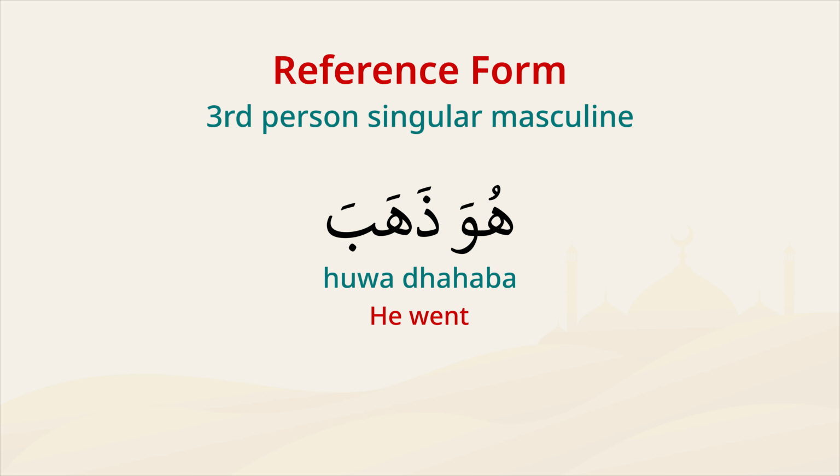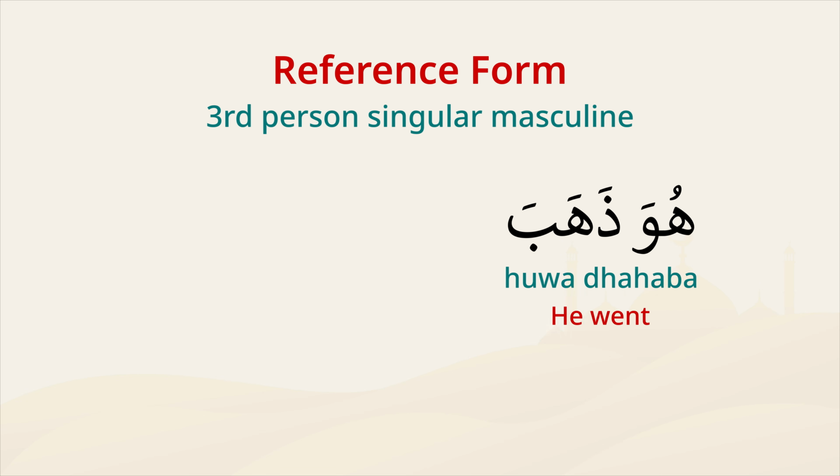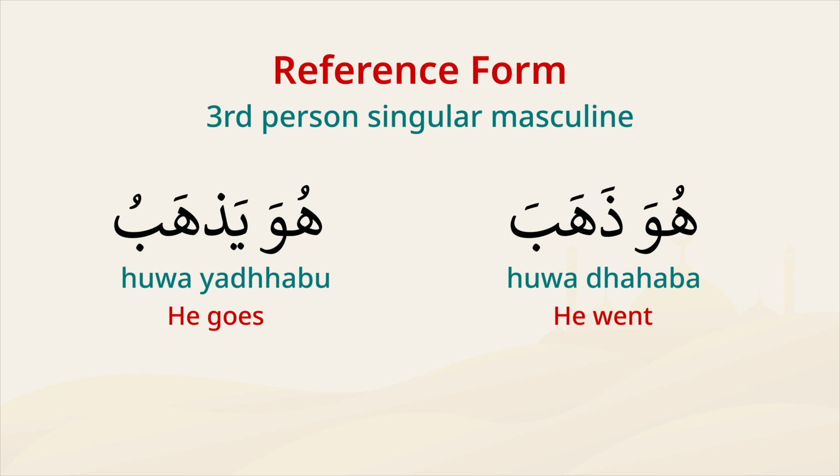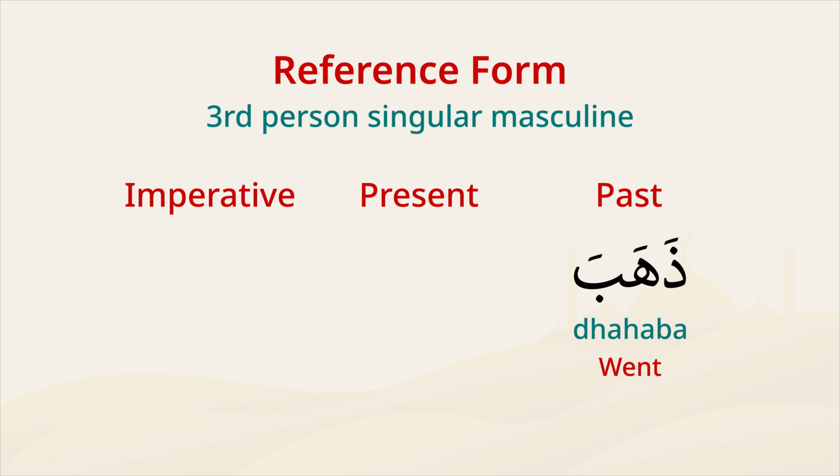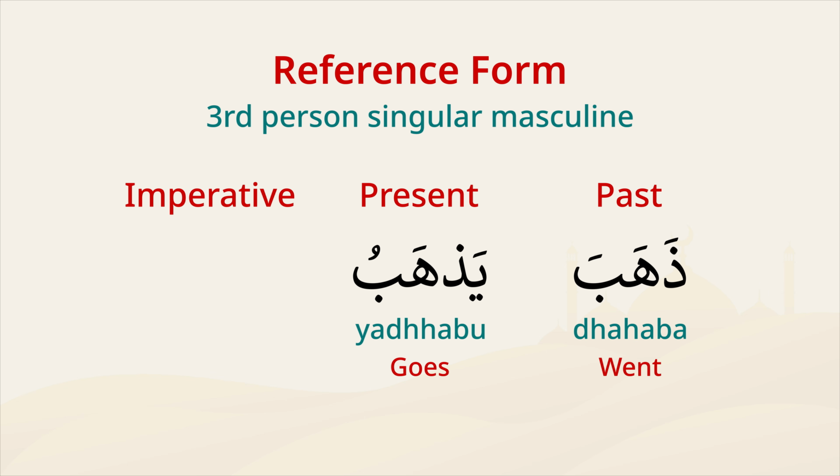The same rule applies in the present tense. يذهب is again the default third-person singular masculine conjugation. Therefore, whenever you learn a new verb, it's extremely helpful to memorize its default forms across the three tenses together: past, present, and imperative. Like this: ذهب, يذهب, اذهب.